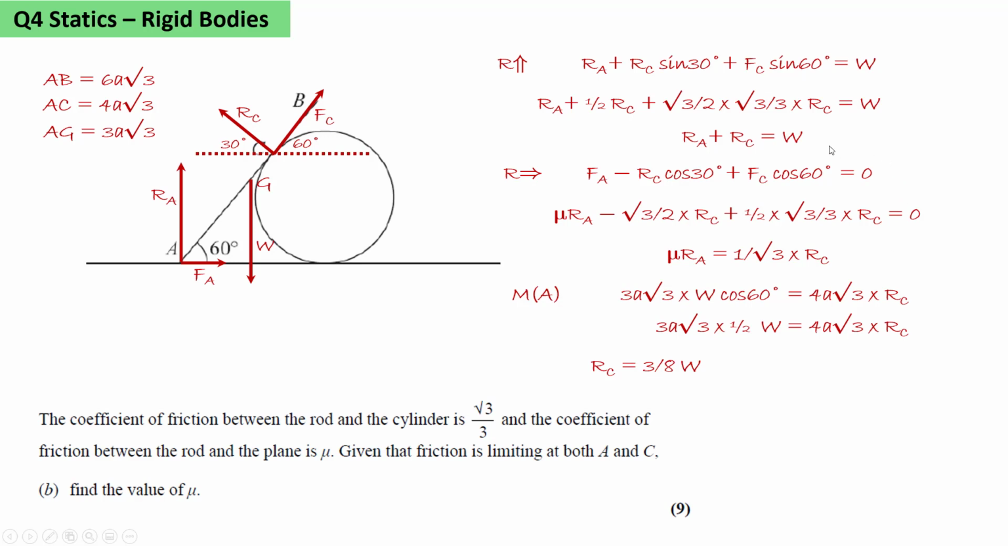We substitute this into the equation here, RA plus RC equals W, and it tells us that RA equals 5/8 W, and then using this equation we can calculate mu. Mu equals 1 over root 3 RC divided by RA, which equals 1 over root 3 times 3/5, which equals root 3 upon 5.